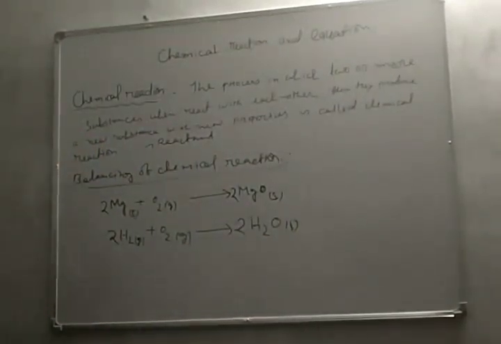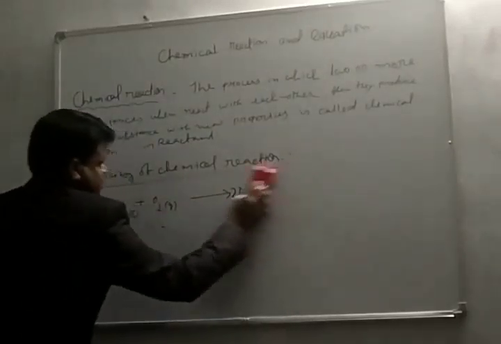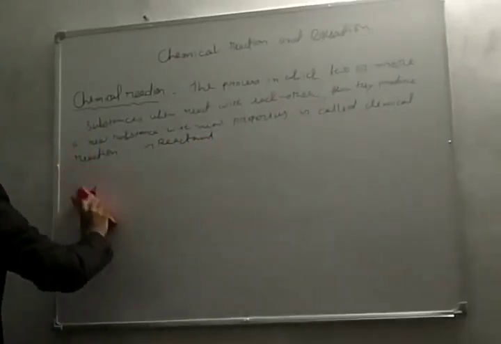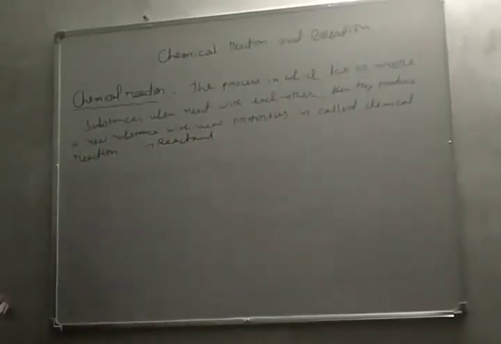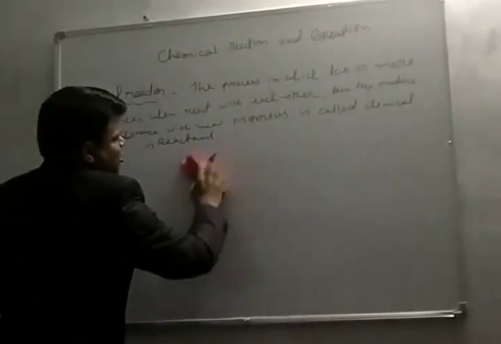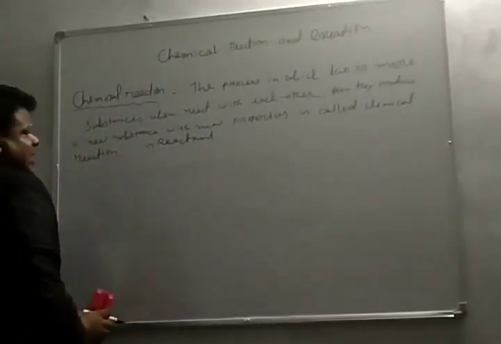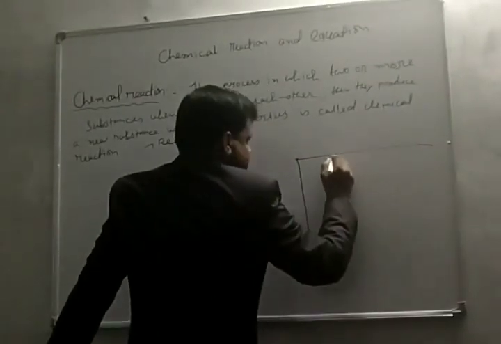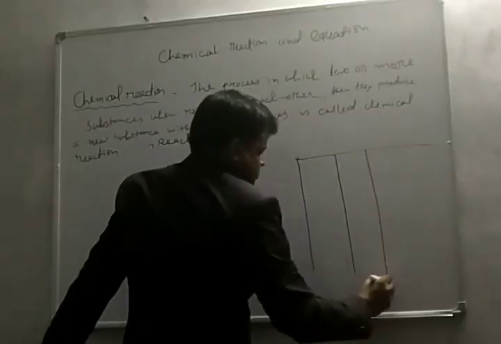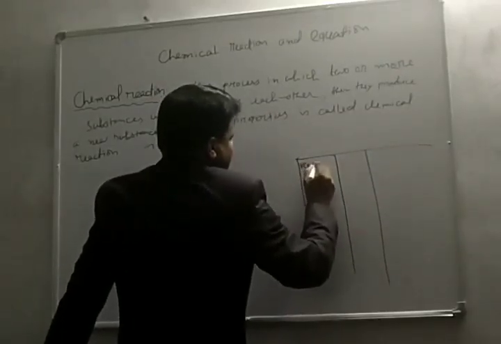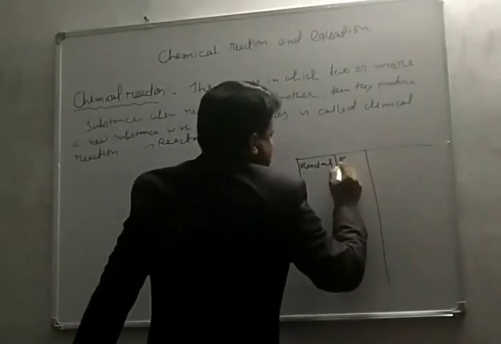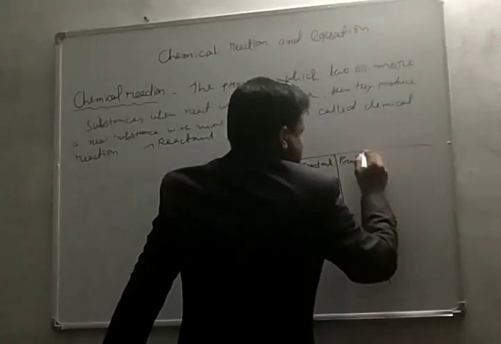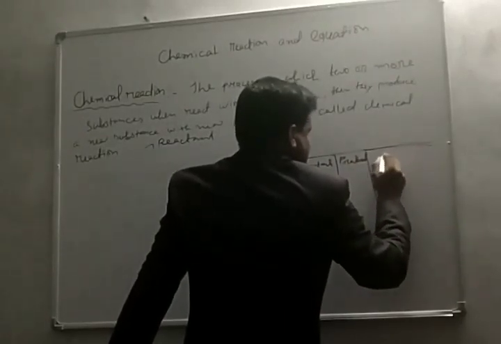So how to balance a chemical reaction? In your NCERT textbook, it is given. But when you practice yourself, no need to do it like that. It is given like this: this is the reactant part, this is the product part, and this is the number of units.